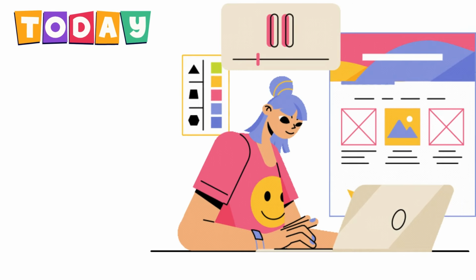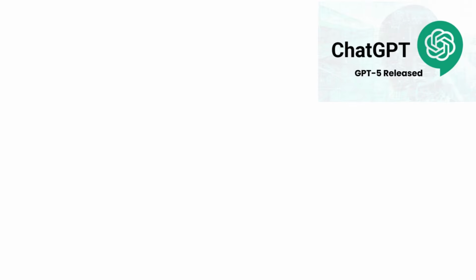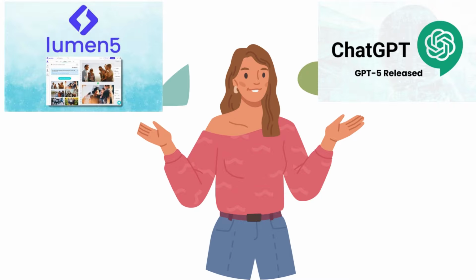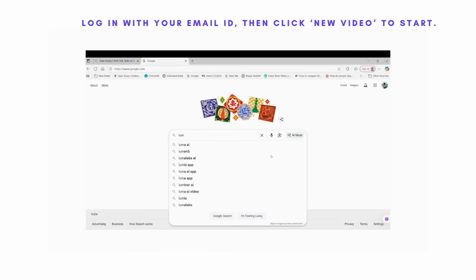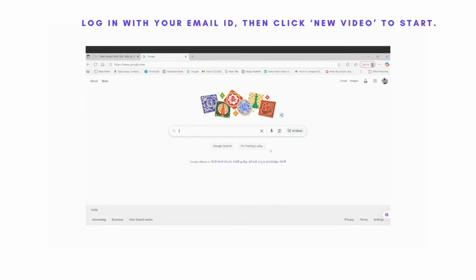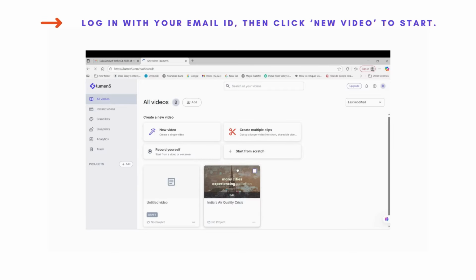In today's episode, I'm going to show you how you can create an amazing video using ChatGPT and Lumen5. So, let's get started. First, open Google and type Lumen5. This will take you to the official website.